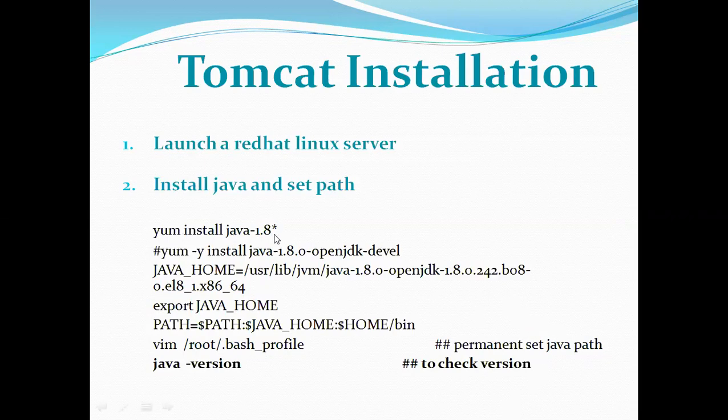So this is the command for that. And then you can set the Java home. So this is the path, and then you can export that home and set the path. If you want to set that Java home path permanently, you can set it under /root/.bash_profile. This is the location. If you want to check the Java version, java -version is the command.